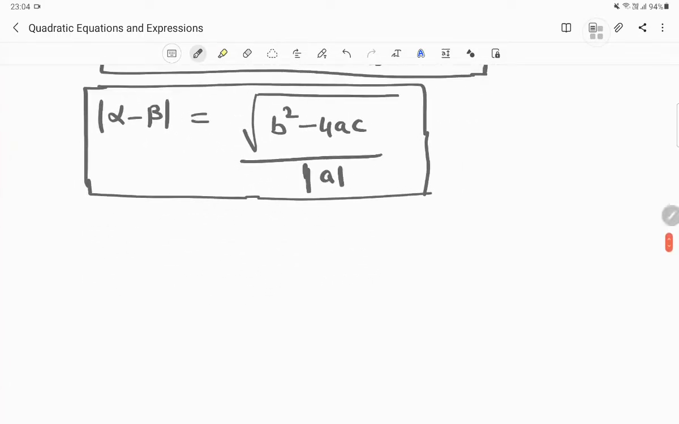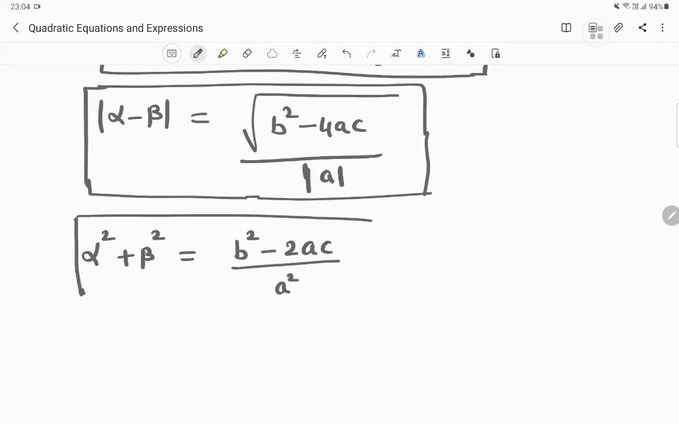Sometimes they will ask the sum of the squares of the roots, alpha square plus beta square. Even here, a square plus b square means a plus b whole square minus 2ab. Like this we can write it. So if you substitute the alpha plus beta and alpha beta values and simplify, you will get b square minus 2ac divided by a square. So these are the formulae we will use in the problems. If they ask to calculate alpha square plus beta square, whenever one quadratic equation is given, directly you can apply b square minus 2ac by a square.